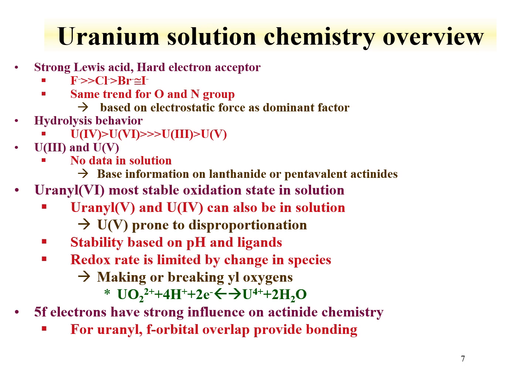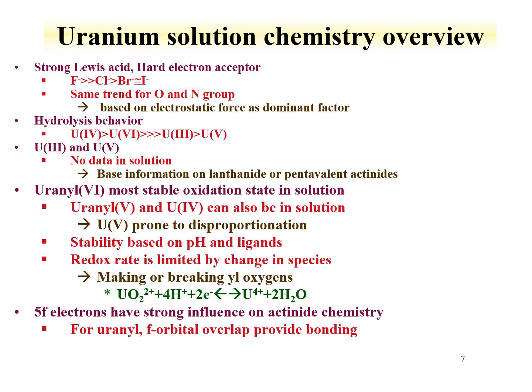Some of the basic uranium solution chemistry is presented here. In solution, uranium is a strong Lewis acid. It's a hard electron acceptor, so it forms strong complexes with the fluorides in the halide group and weaker complexes with the iodides. We see the same trend in the oxygen and nitrogen groups. The hydrolysis behavior: the tetravalent uranium species hydrolyzed to the greatest extent and the pentavalent to the least extent.